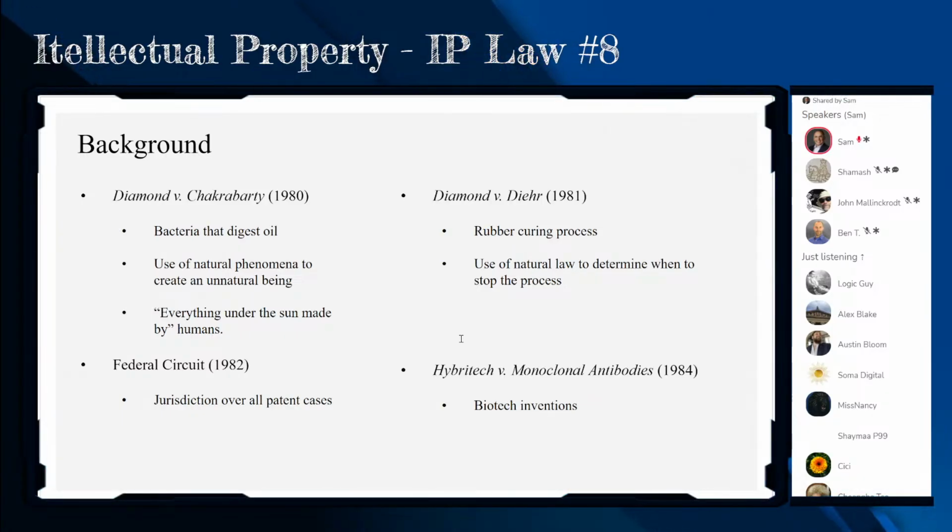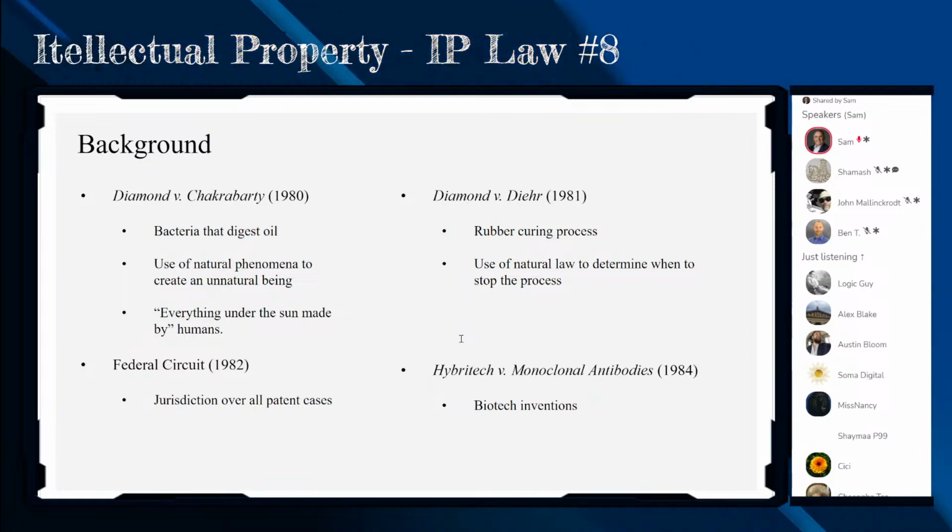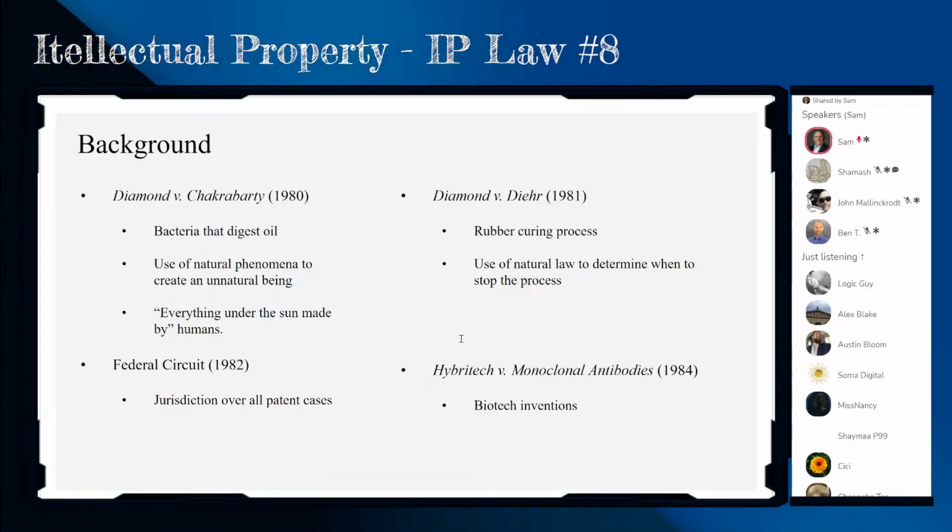So for 99.9% of cases, the decision of the federal circuit is the final decision because the Supreme Court hardly ever picks up a patent case. The formation of the federal circuit in 1982 again streamlined patent law and allowed patent law to move forward.